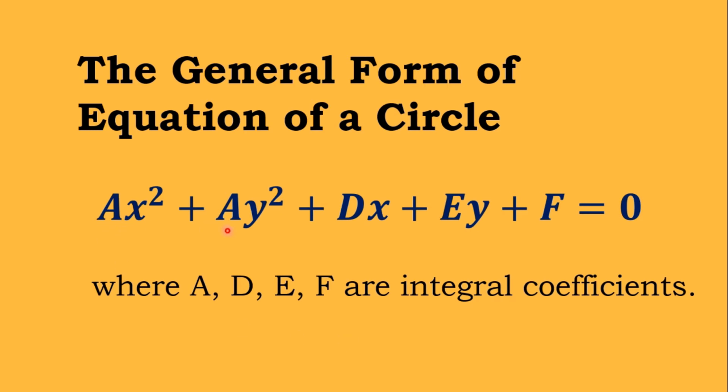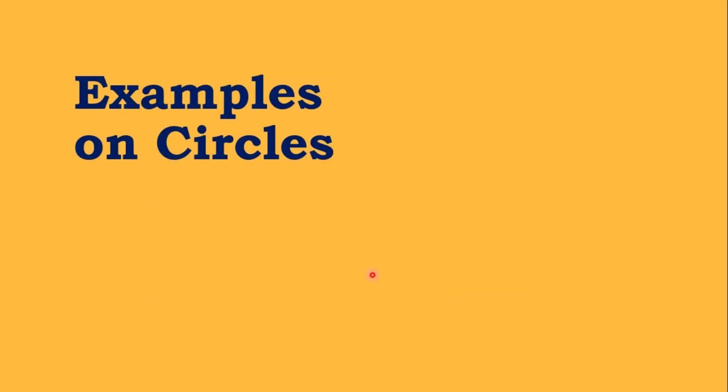Ax squared plus Ay squared plus Dx plus Ey plus F equals 0, where A, D, E, and F are integral coefficients. Take note that the coefficients of x squared and y squared are numerically equal, and we do not have a term here with the product of x and y. Let's have examples in circles.